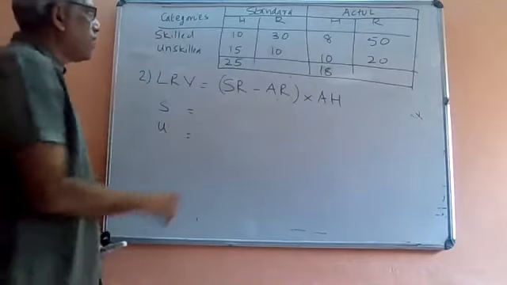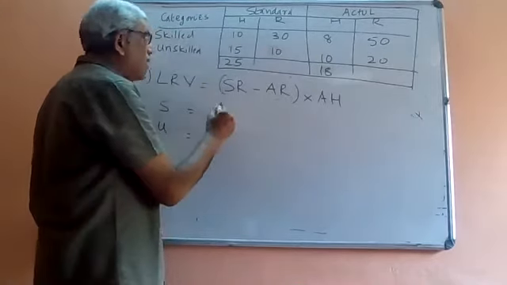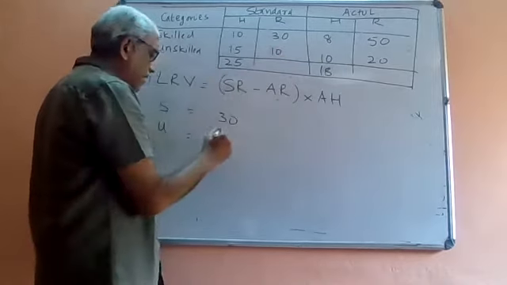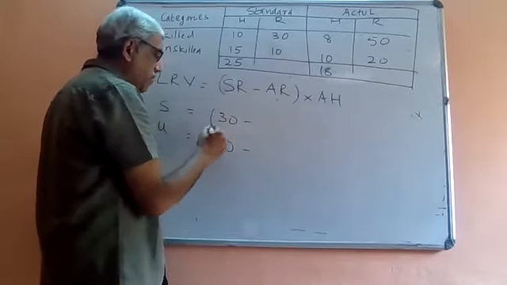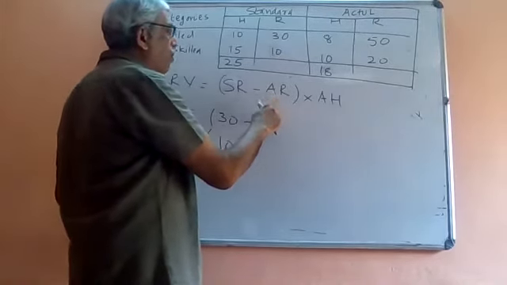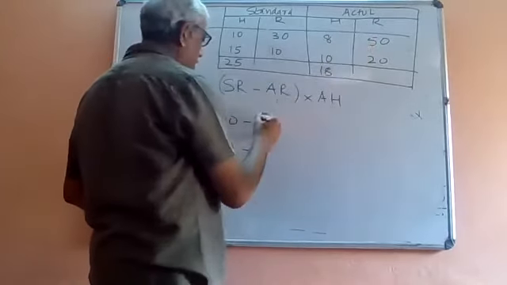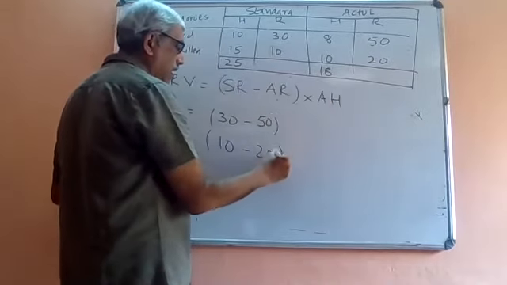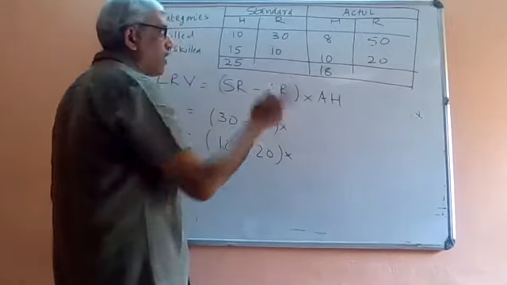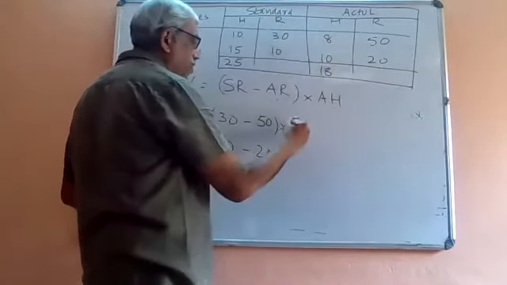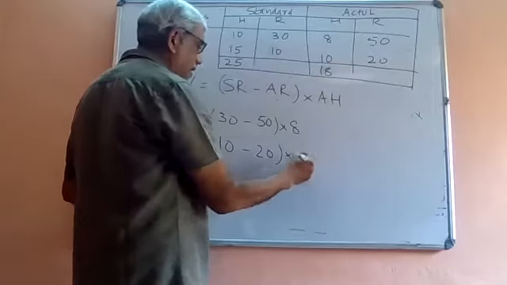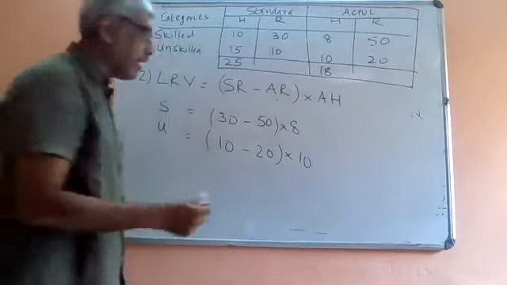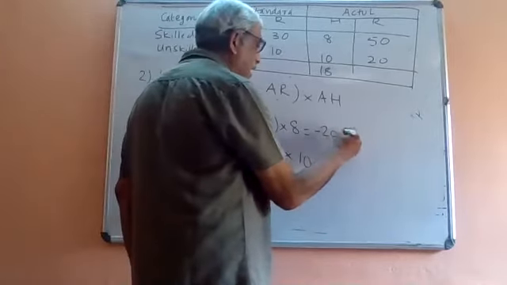Now the standard rate for skilled is 30, and for unskilled is 10. Minus the actual rate, which for skilled is 50 and for unskilled is 20, into actual hours. The actual hours for skilled is 8 and for unskilled is 10. So here it is 30 minus 50, minus 20, into 8.